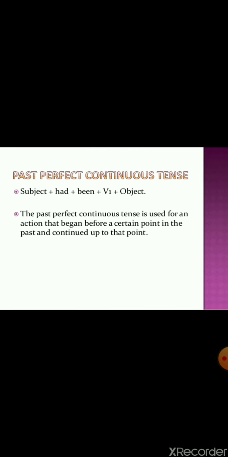Past perfect continuous tense. Now, in this aspect, we will be combining the rules of two tenses. First is past perfect, second is the progressive tense, meaning continuous tense. How to make it? Look at the structure. First of all, subject plus had. Definitely past perfect is there, so had will come. Now continuous we need to show, so been will come, and V1 plus object.